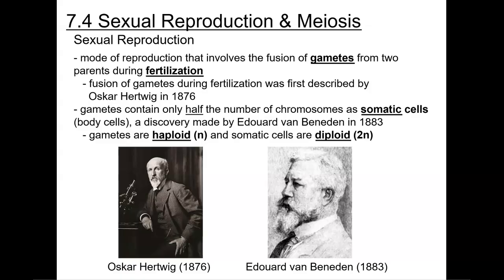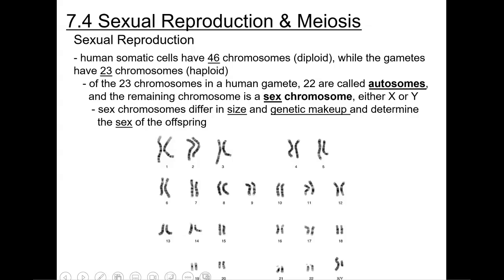So remember, haploid is half of the genetic information. So remember, you have 23 pairs of chromosomes. So the haploid number would be 23. The diploid number, since it's pairs, would be 46. So human somatic cells have the 46 chromosomes, which is diploid, while their gametes are only going to have 23 chromosomes, which are haploid. So a regular cell, a kidney cell, liver cell, skin cell, 46 chromosomes. But the egg and sperm only have 23.